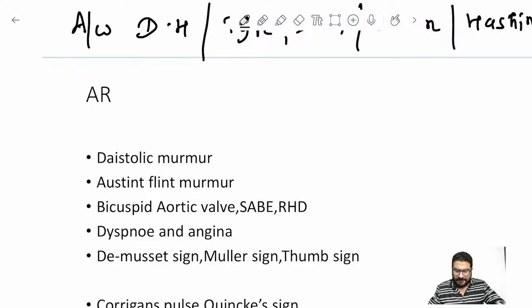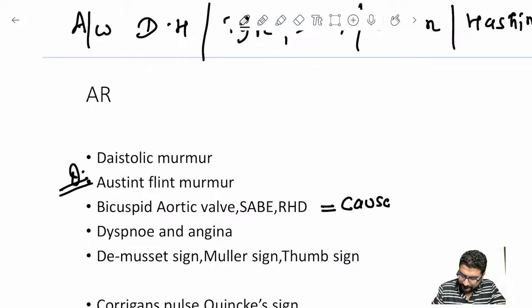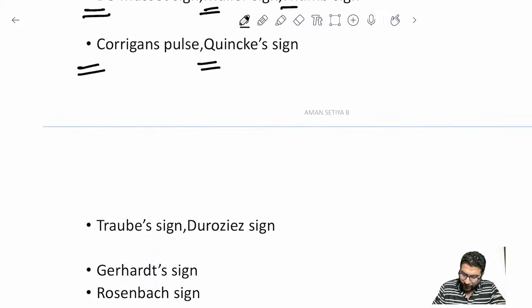So you will see diastolic murmur, Austin Flint murmur. Then remember, the causes can be bicuspid aortic valve, SABE, rheumatic heart disease. These are the causes. Then these are some signs like De Musset sign, Muller sign, thumb sign, Corrigan's pulse or water hammer pulse, right? Quincke sign. Then we have Traube sign, Duroziez sign, Gerhardt sign.